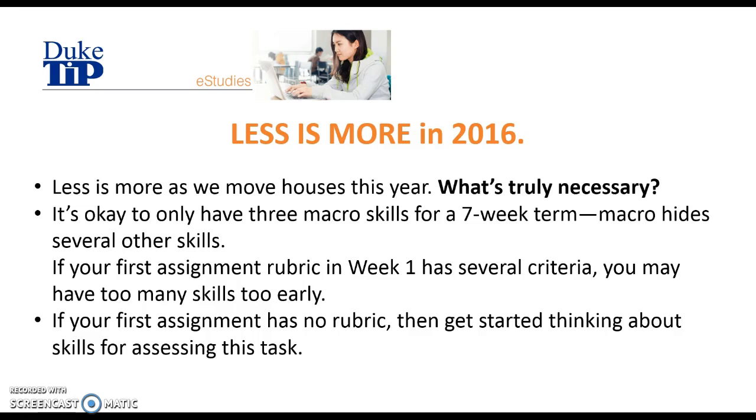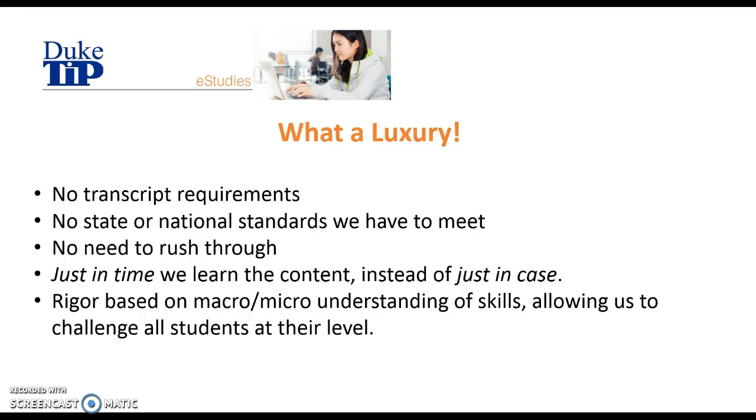Or if you're inheriting a course and you have a first major core assignment and you can't find a rubric anywhere and you've asked us, then you have a wonderful wide open field to start building scaffolded skill objectives. Think about the luxury you have. There are no transcript requirements, no state or national standards, so you don't have to rush through. And you can just make sure students learn this content just in time, not just in case.